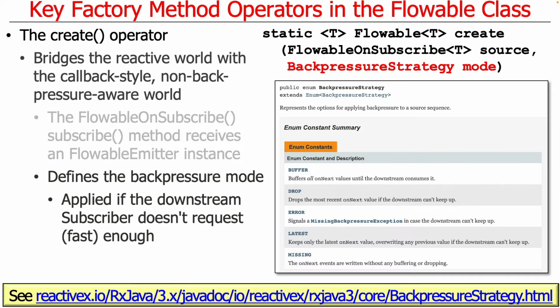The second parameter here defines something called the back pressure strategy, or the mode. And this strategy will be applied if a subscriber doesn't request the data quickly enough relative to the rate at which the data is being generated.